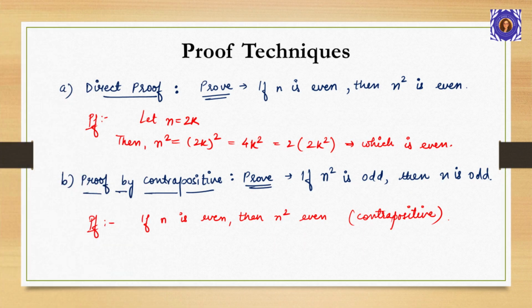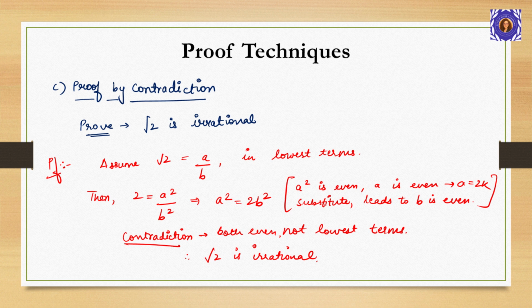Proof techniques help us establish the validity of mathematical statements. We have three main techniques. The first one is direct proof. We start with known facts and logically derive the conclusion. The example here demonstrates it well. Then we have proof by contrapositive. We prove the contrapositive of the statement in this case. Lastly, we have proof by contradiction. We assume the opposite of what we want to prove and derive a contradiction out of it.